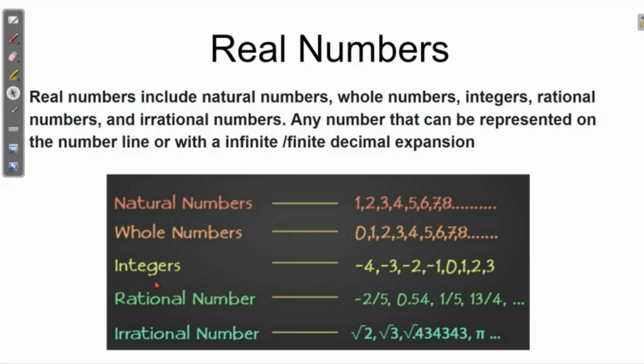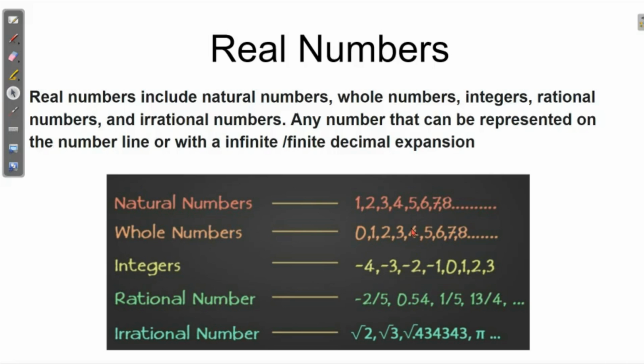And then integers include all positive and negative numbers, but not decimal numbers. Please make sure natural numbers, whole numbers, and integers do not include any decimal number. They only include whole numbers. And then in integers, you'll have both the positive and negative sign. For natural numbers, you have all the whole numbers except 0.